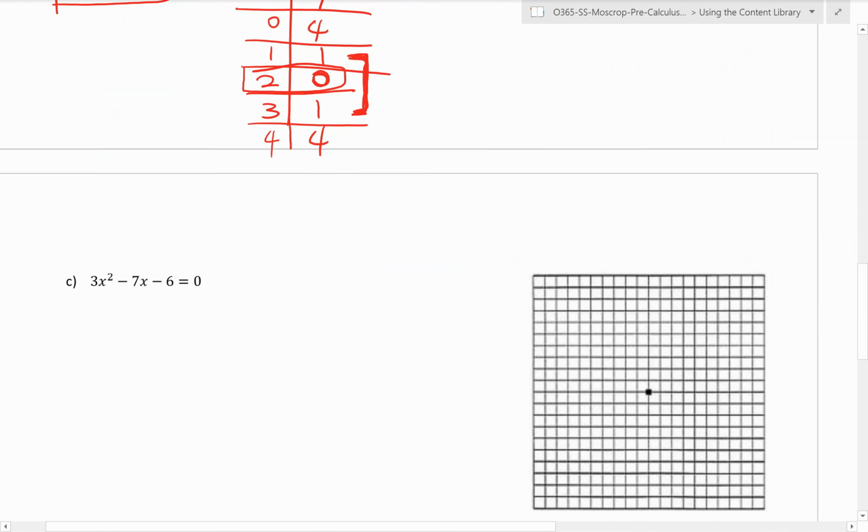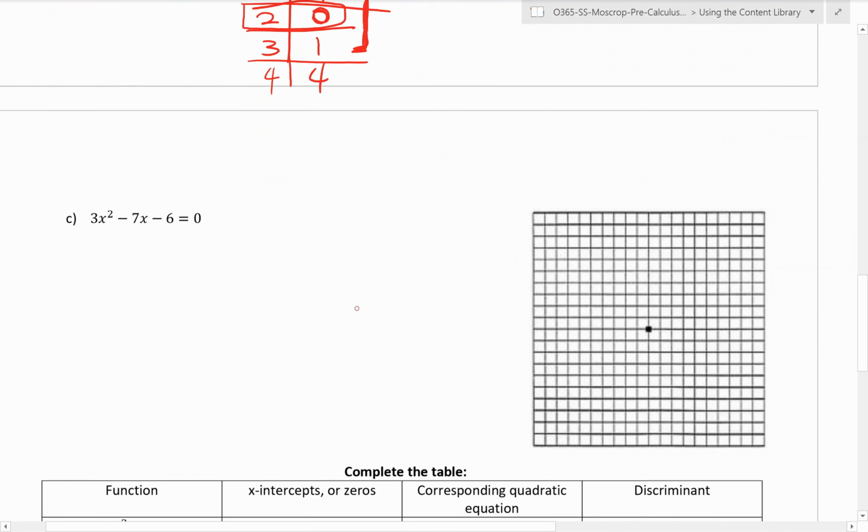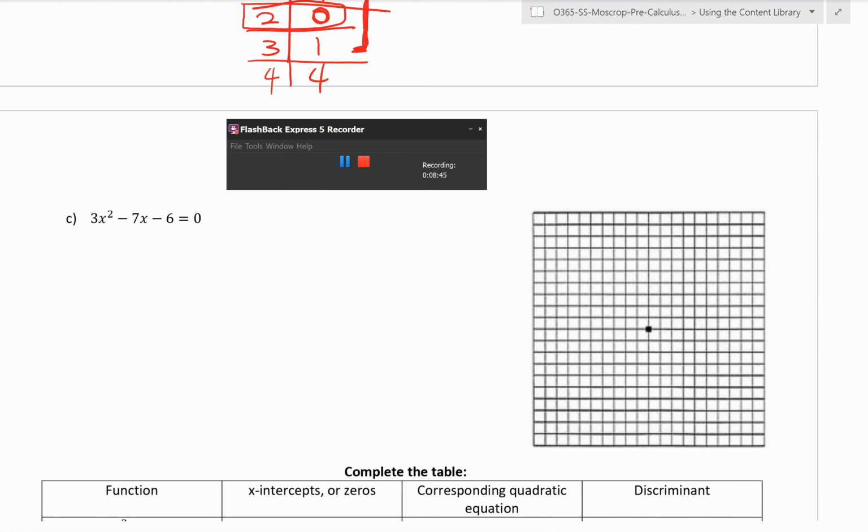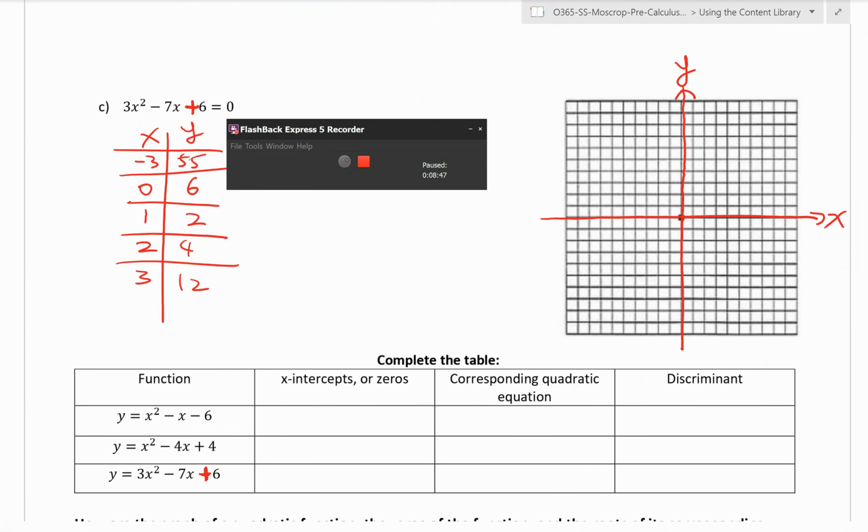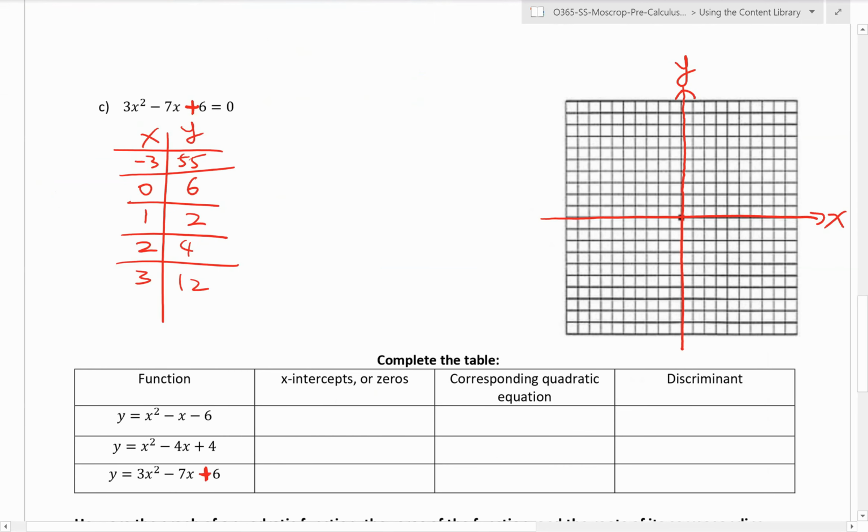Okay, so I believe there's a third example. I think you probably can guess what's coming, but you know what? Give it a try. Again, put it into a table of values and see what you get. All right, so it's a plus sign there. Once you put it into a table of values, okay, this is what you get.